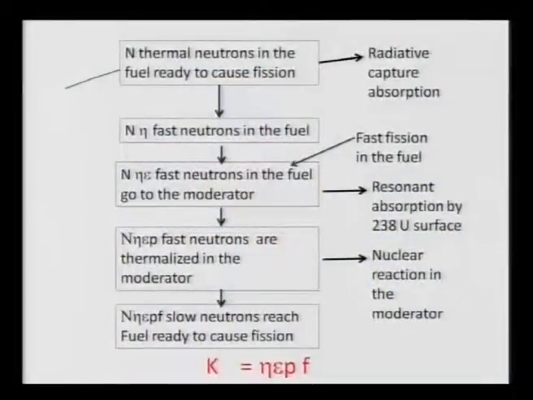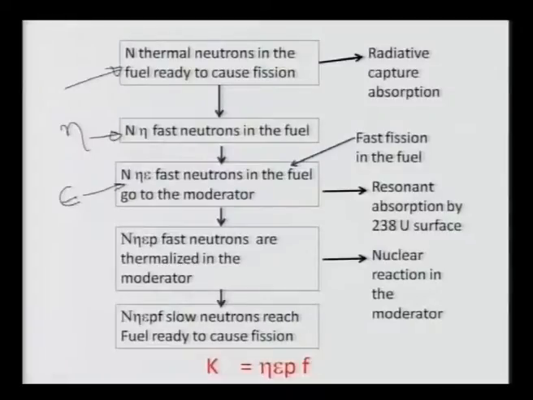So, you have these n thermal neutrons in the fuel ready to cause fission, and of them some are radiatively captured, they are absorbed and they do not cause fission. Those which cause fission create more fast neutrons. That factor we write as eta. So, from n it is n times eta fast neutrons. Then some of these fast neutrons can also cause fission because of uranium 238, and that gives you this extra factor of epsilon.